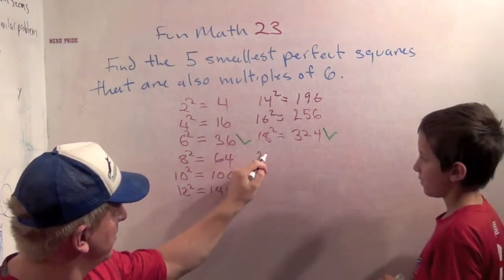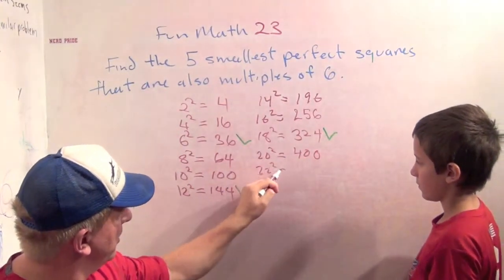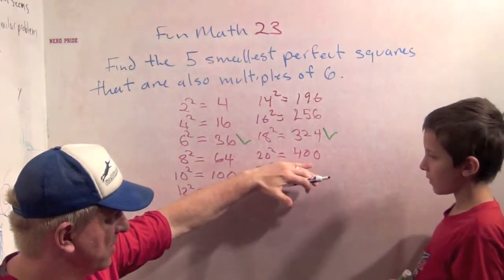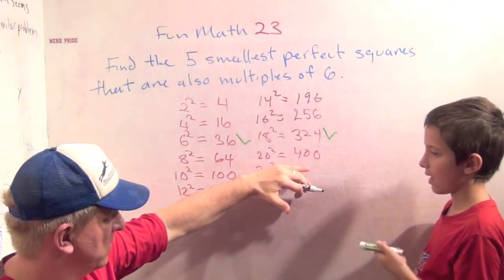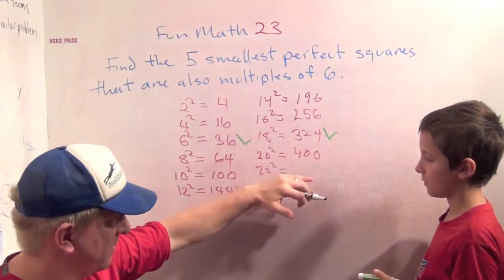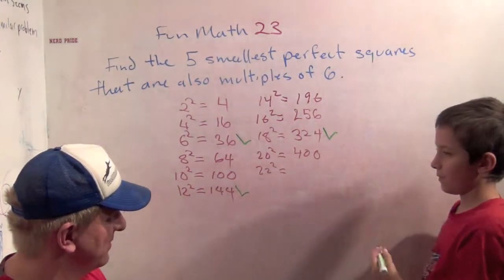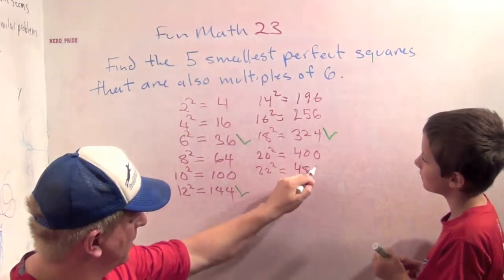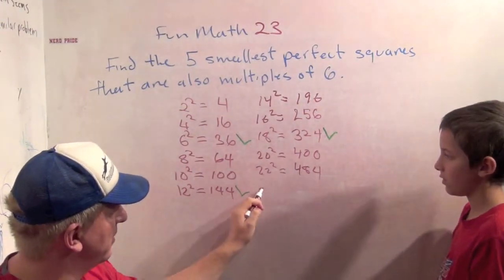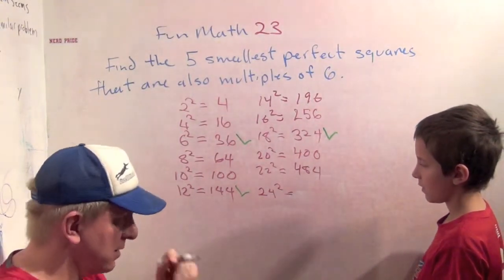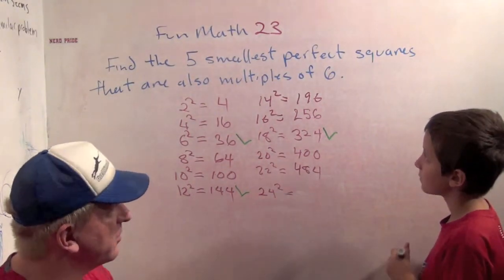Okay. 20 squared is 400. Is 400 a multiple of 6? No. Why? Well, 40 isn't and 10 isn't, so you don't have any 3s. 22 squared is 484. Is that a multiple of 6? Nope, we don't have any 3s. 24 squared is... 24 is a multiple of 6, so we don't need to know what it is, but we do know it's a multiple of 6.